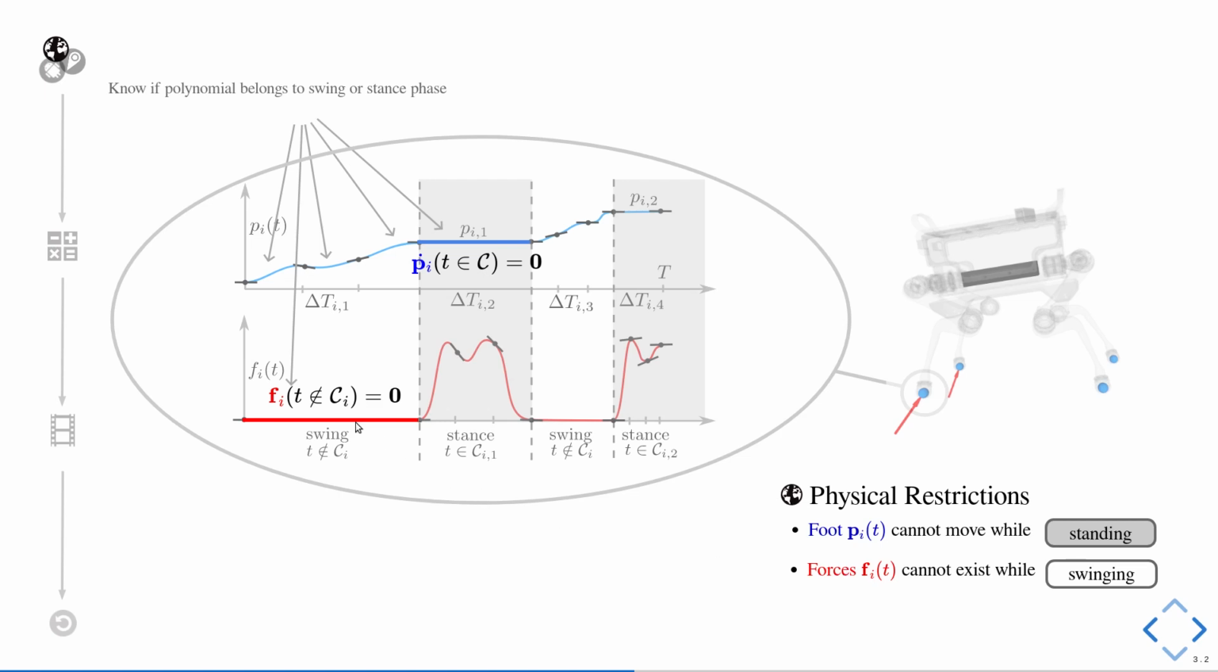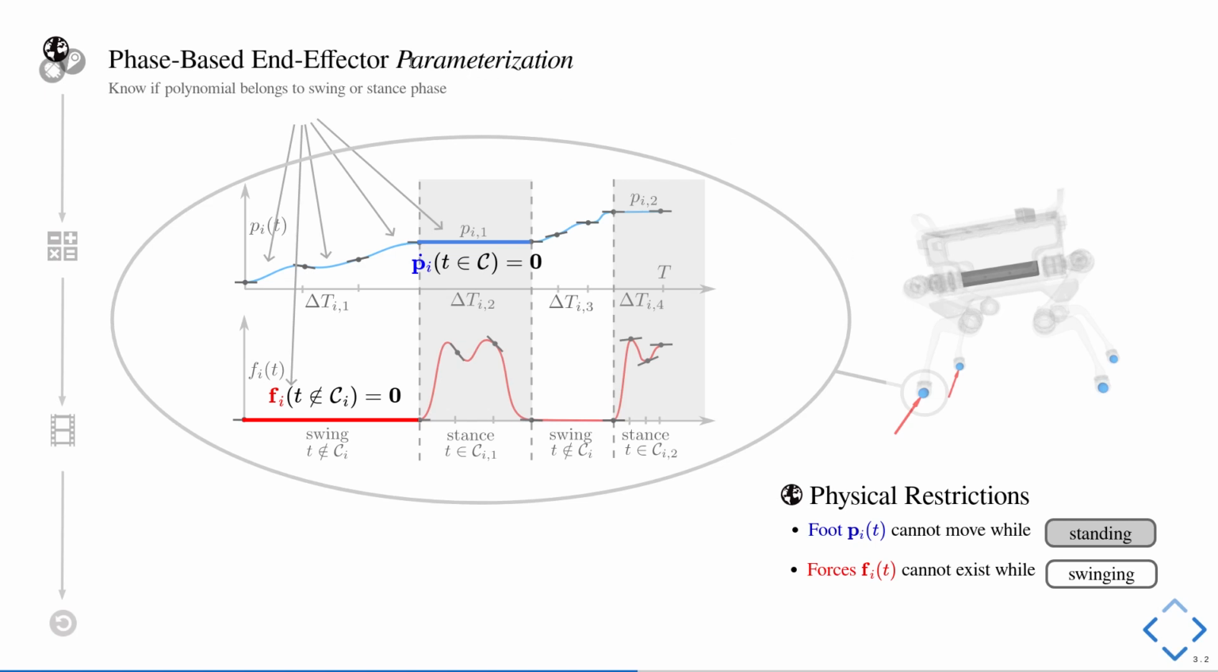We again know which polynomials represent a force during the swing phase, and we can simply set those polynomial coefficients to 0 before passing it to the optimization algorithm and to the solver. So we don't even allow the solver to touch those coefficients to make sure that this constraint or this restriction is always fulfilled. And this is what we call phase-based end-effector parameterization.